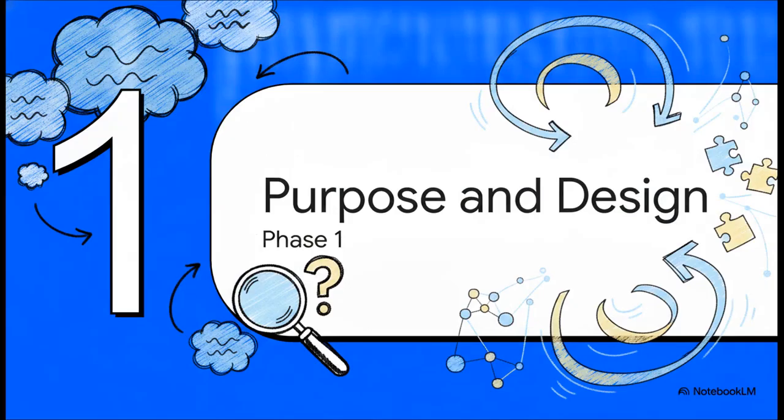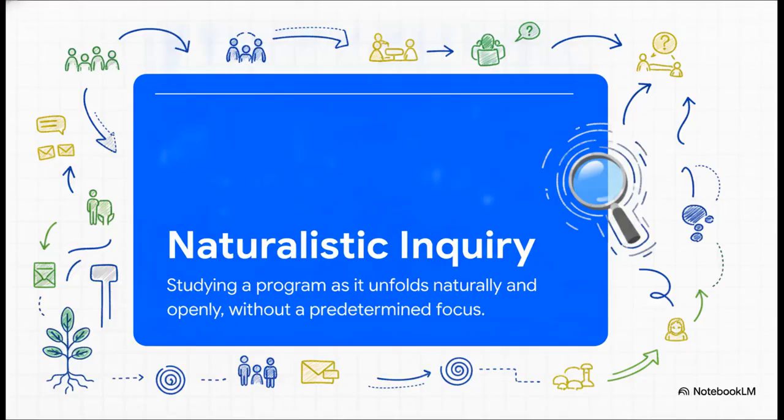So let's get right into phase 1, which is all about purpose and evaluation design. The absolute foundation of this phase is something called naturalistic inquiry. Think of it like exploring a brand new city without a strict itinerary. Rather than forcing a program into a rigid box or some strict logic model right out of the gate, you let the actual lived experiences of the participants dictate the true focus of your evaluation. You're basically adding layers of data collection as your understanding naturally deepens.